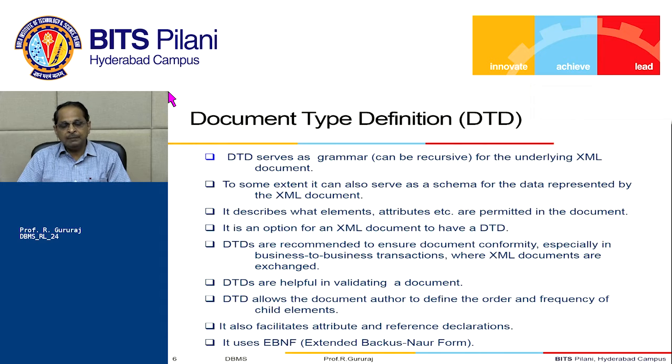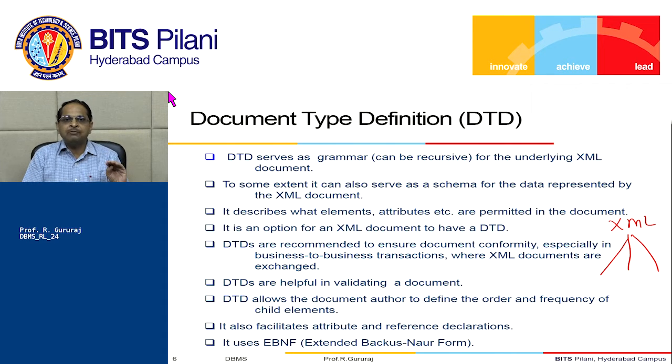It describes what elements and what attributes are possible in an XML document, and then what is permitted in the XML document. It is an option for an XML document to have a DTD or to go without a DTD. That means if you are using XML technology to store data or communicate or exchange data, it is your option whether to use a DTD or not.